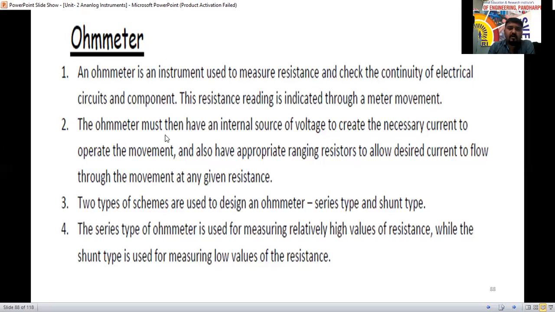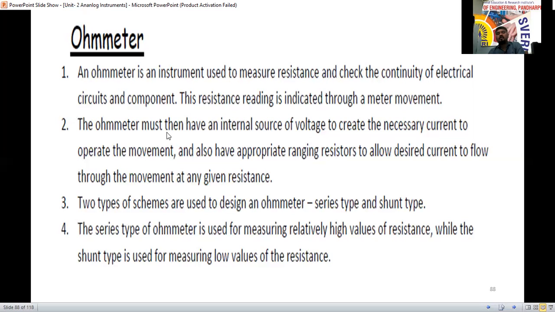So the ohmmeter must then have an internal source of voltage to create the necessary current to operate them. The ohmmeter should create some internal current or voltage source only. Then only we are going to pass the current in that particular circuit. From one end to another end, we are going to pass a voltage signal or current source signal. If it reaches the other end, then we can say it is continuous. Otherwise, we can say it is open, somewhere the fault is there.